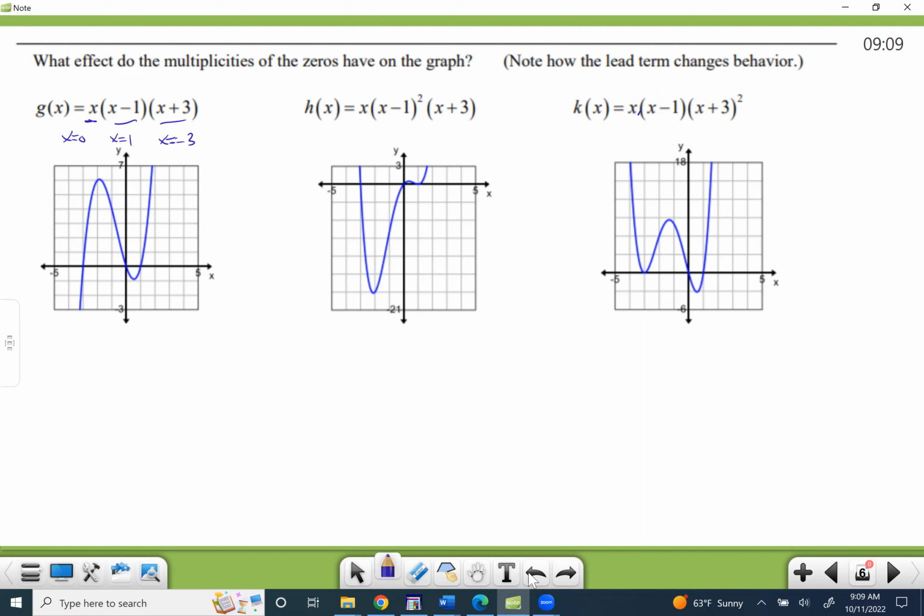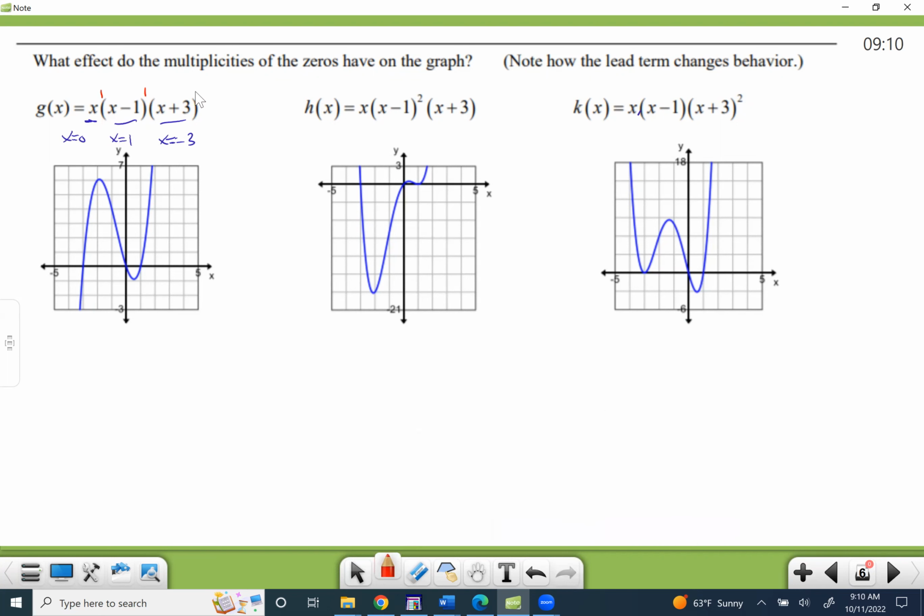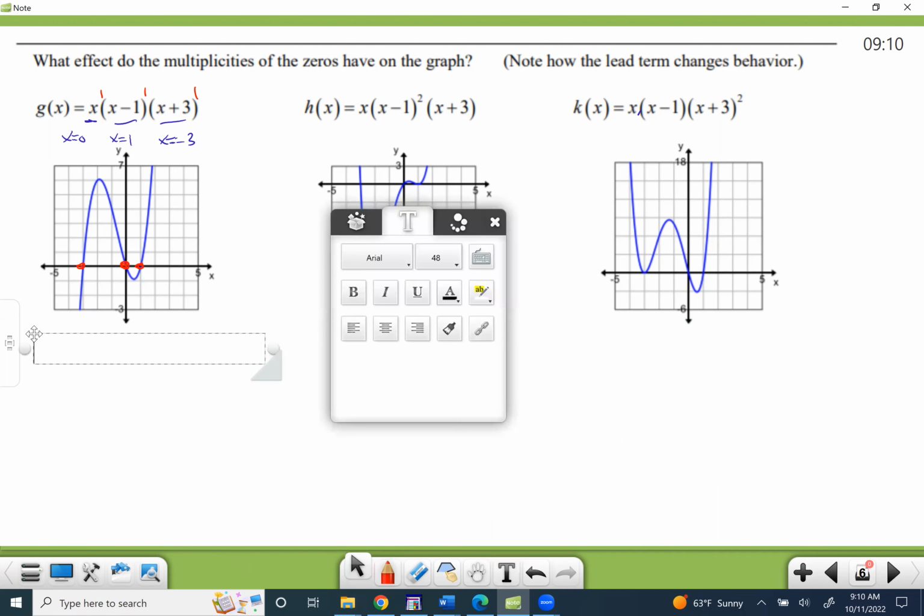Okay. Now the exponents are ones on all these. And so the zero, the one, and the negative three are what we call cross points, okay? Since they all had multiplicity one, the zeros are all cross points. Boom.